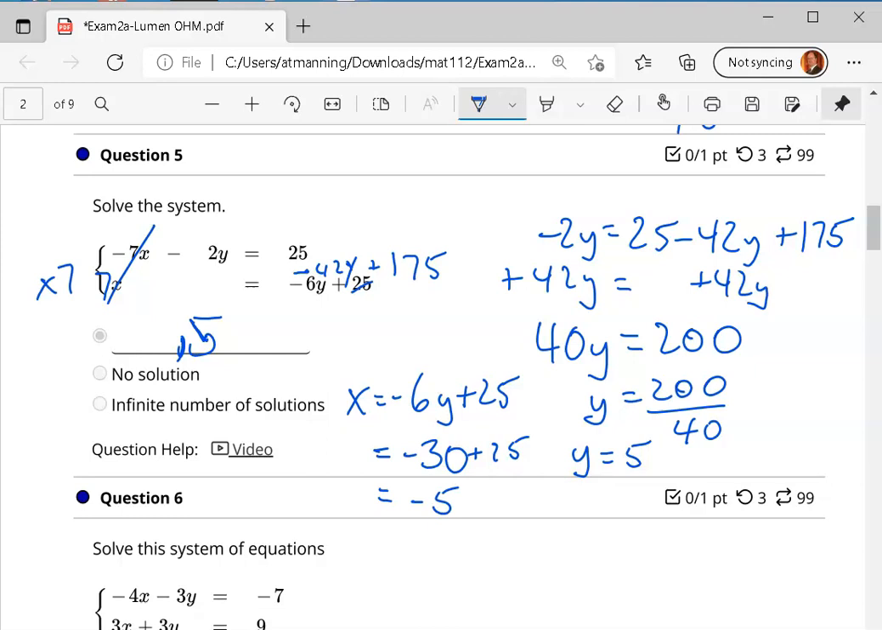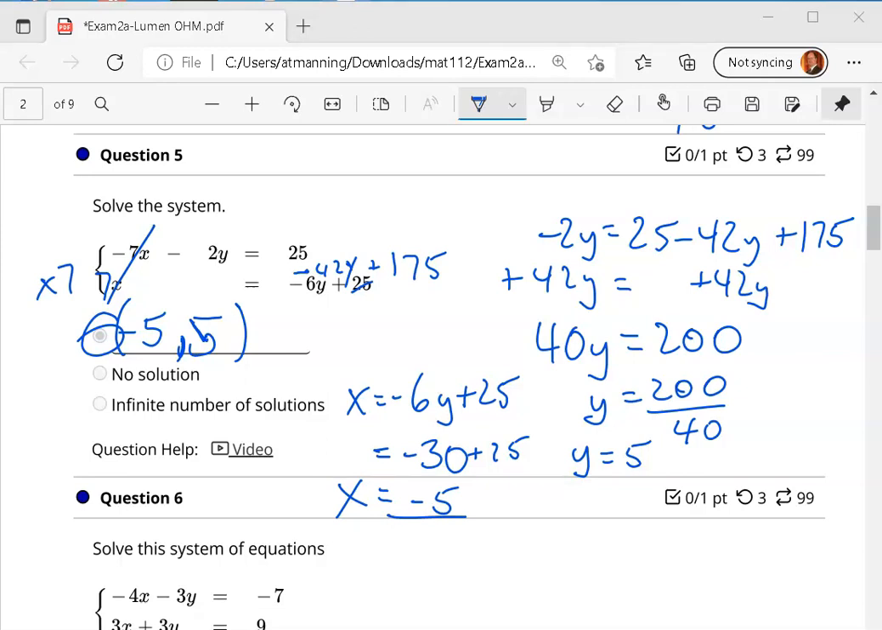Multiplying everything by 7, get them to cancel out. So I know that that's the value for x when y is 5. So minus 5, 5. So that has a solution of a point x, y. And we'll put parentheses around that just to indicate that that is the solution to that problem.